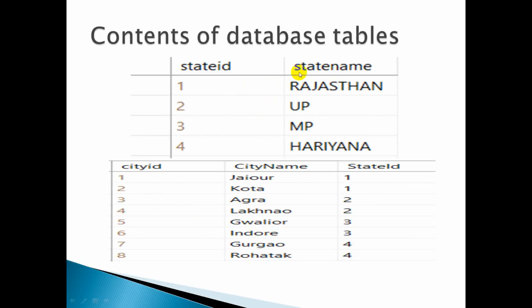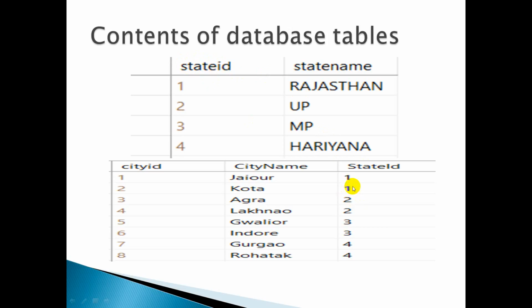So this is the sample data of my tables. Here you can see that, as I told you, I have taken two database fields, the state ID and state name, where at one we are getting the state Rajasthan, 2 UP, 3 MP and 4 Haryana. Here I told you that state ID is working as a foreign key which is referring the primary key of state ID of the state table.